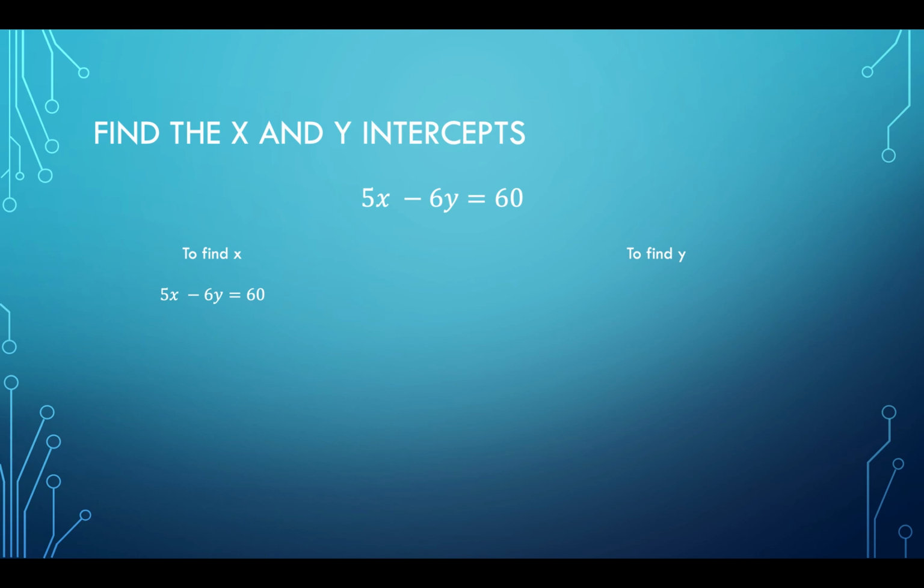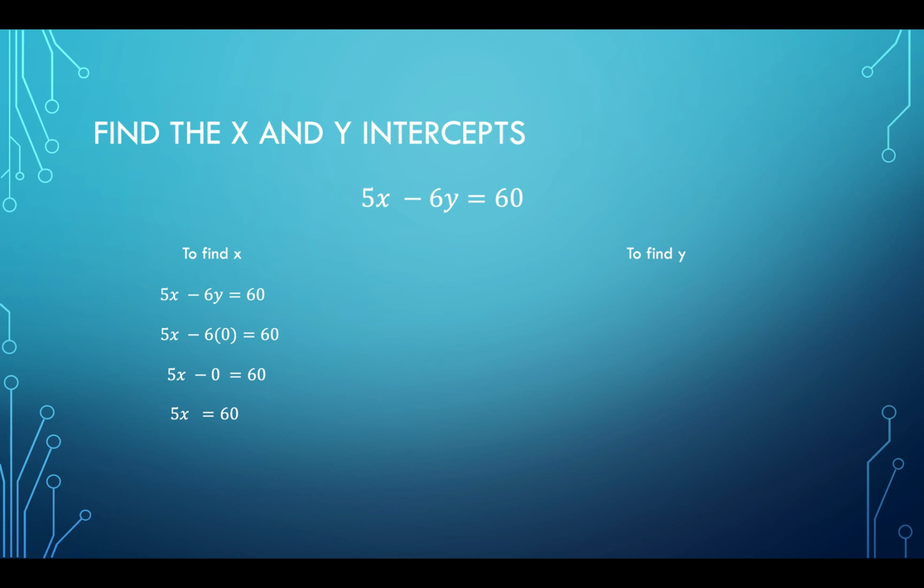Since we're looking for x, we plug 0 in for y. So we have 5x minus 6 times 0 is equal to 60. Well, 6 times 0 gives us 0, so we're left with 5x minus 0 is equal to 60.